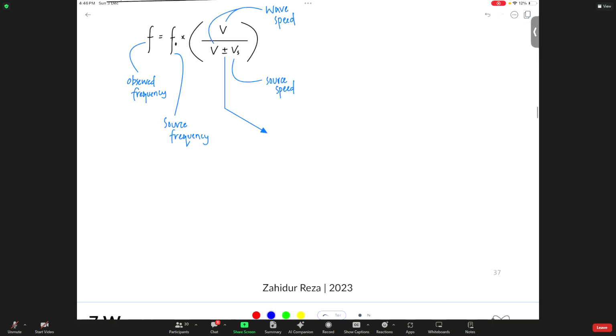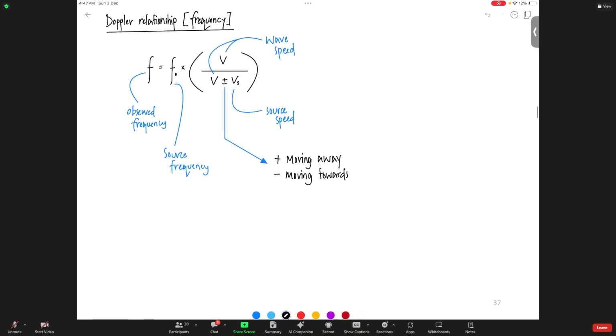So here, what will plus minus depend on? Plus minus is plus when moving away, right? And minus when moving towards. And that is it. That's the equation. Okay, the plus minus equation is there, but just make sure you clearly understand what the plus minus means.